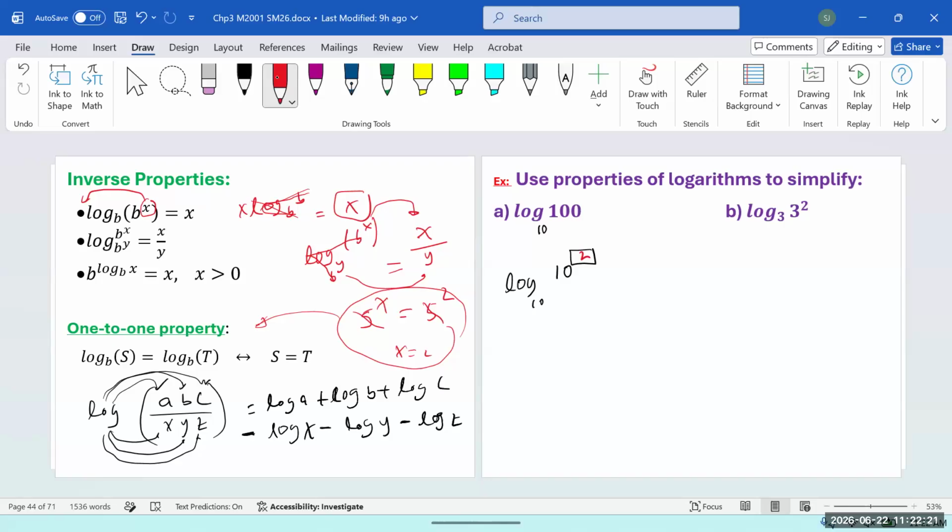And then we can use this property. If the base and the argument are the same, then they cancel out. So there is no more log base 10. The result is whatever we have on the exponent, 2. That means this whole thing is just the number 2. It is written in a different fancy way.